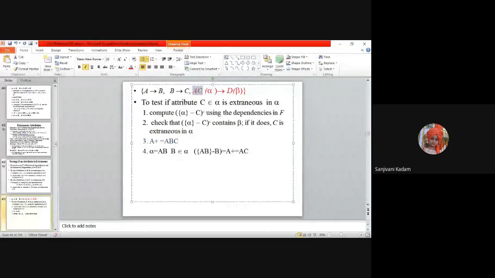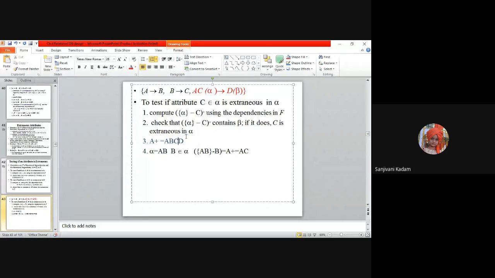D is also dependent on AC, and AC is a subset of ABC, and that's why we can add attribute D here. While calculating the attribute closure, if beta is a subset of the closure, then we add gamma also. Hence we can add D here. Transitive dependency: AC is available here, and AC gives D. It means I can write D also as part of this closure.